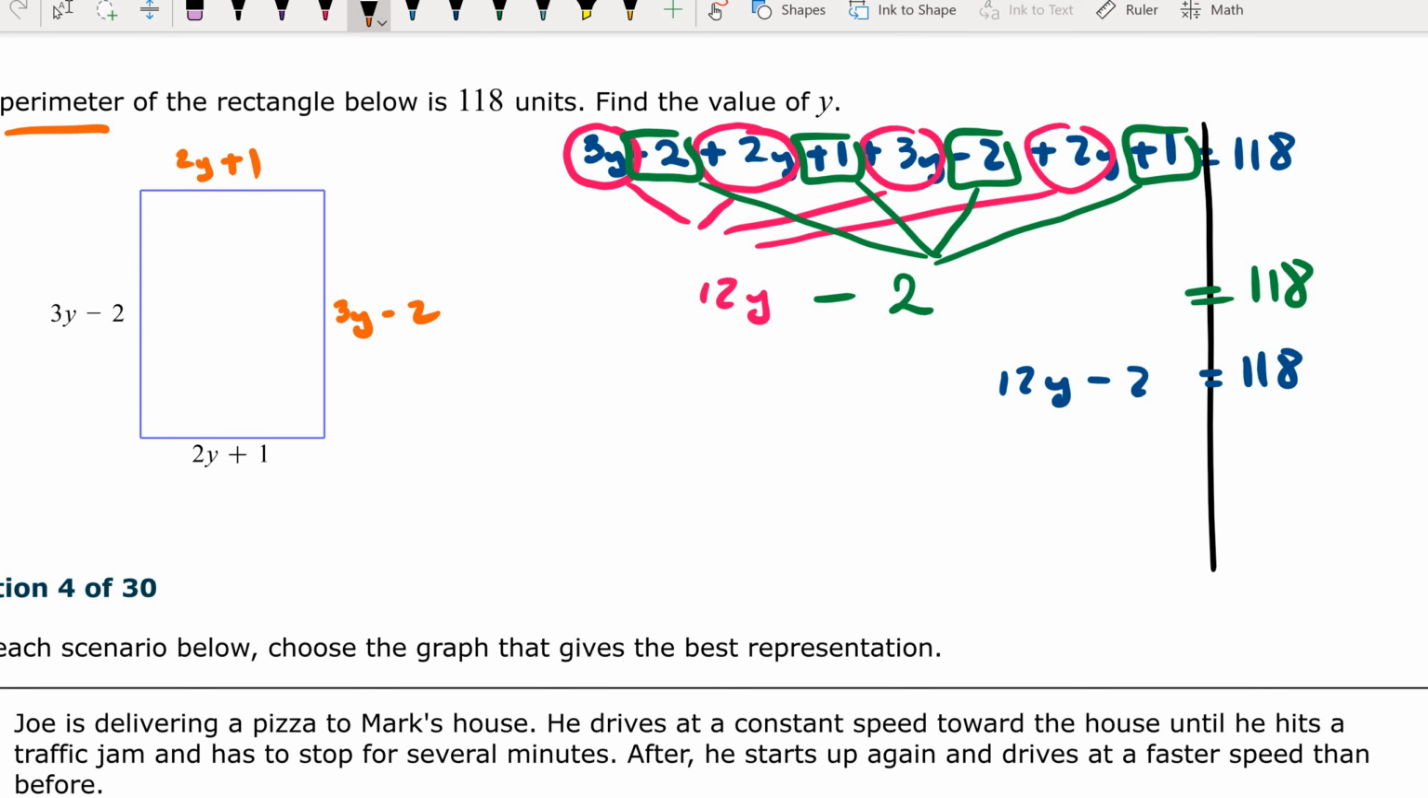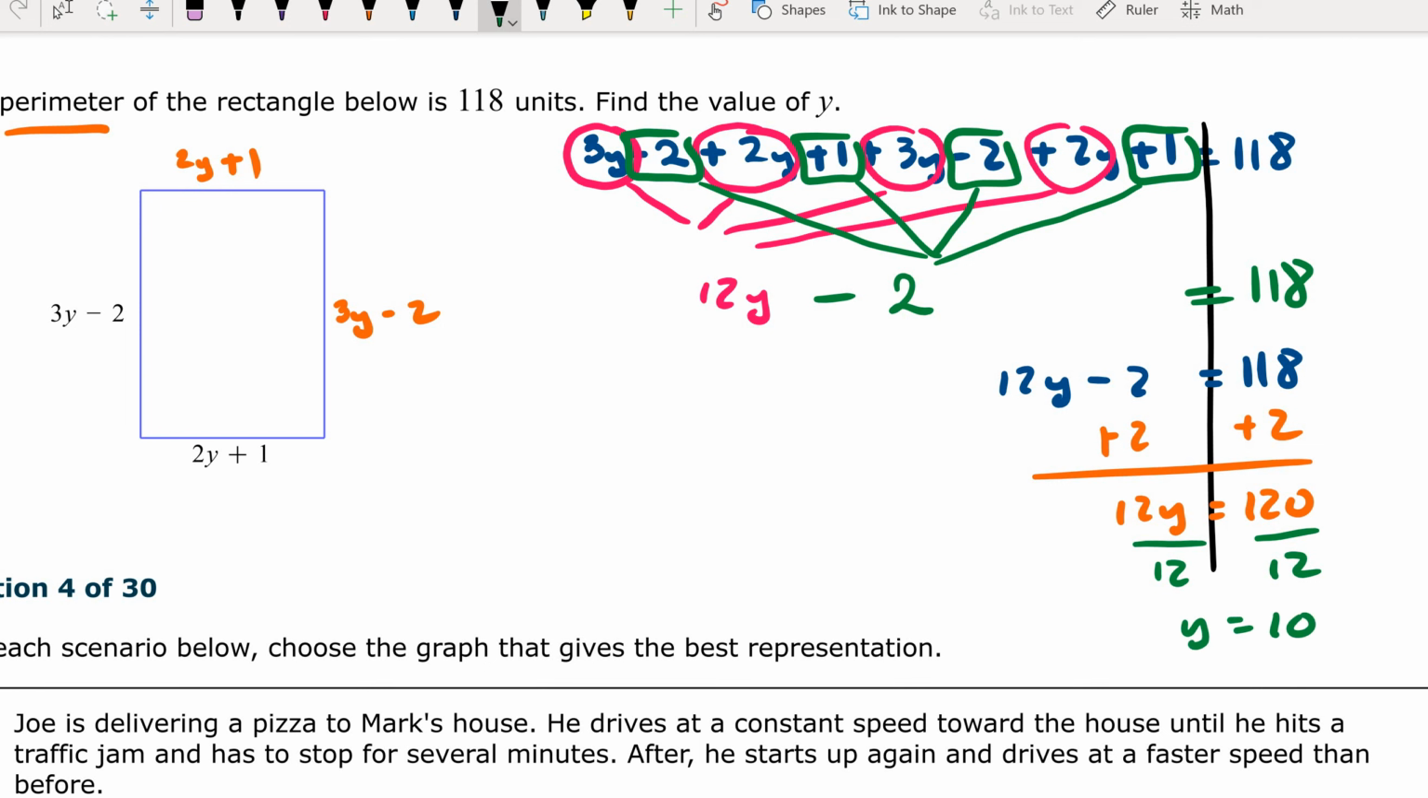So we're going to isolate the variable. We're going to add 2 to both sides. That will give you 12y equal to 118 plus 2 is 120. And divide by 12 on both sides. Right, so that will be y equal to 10.